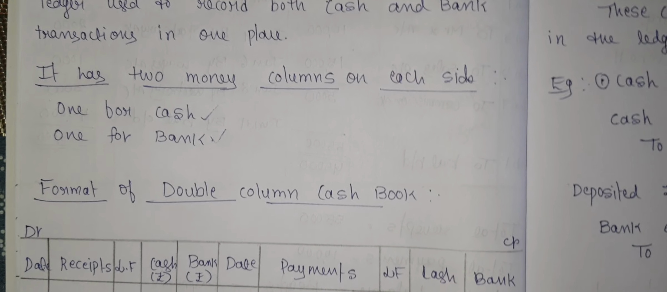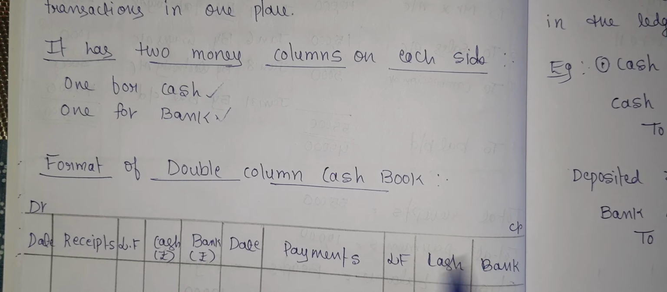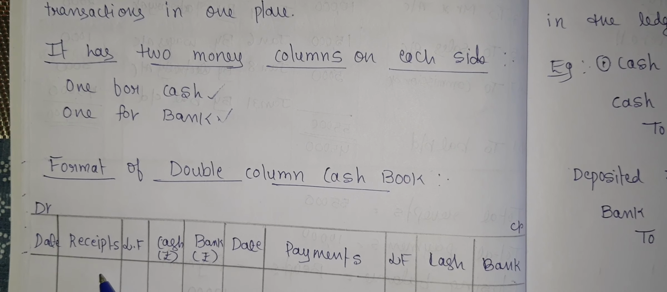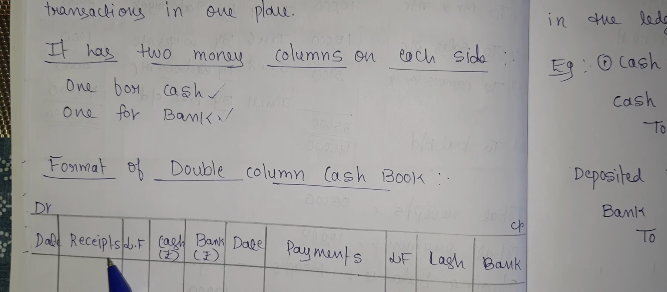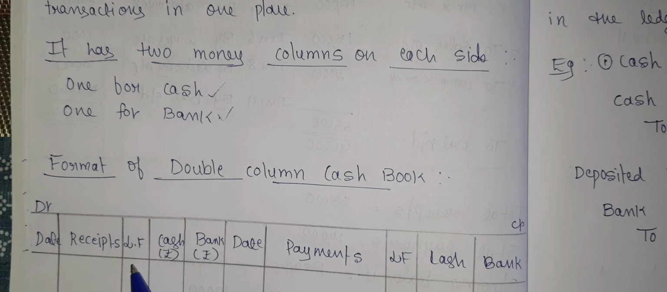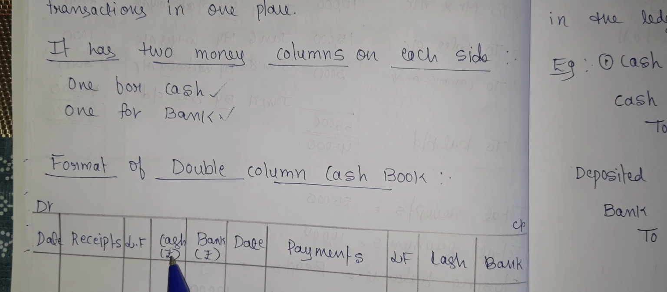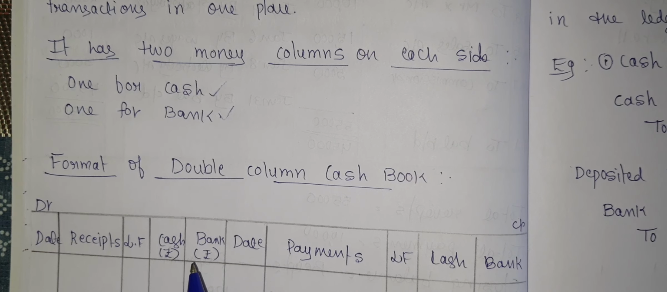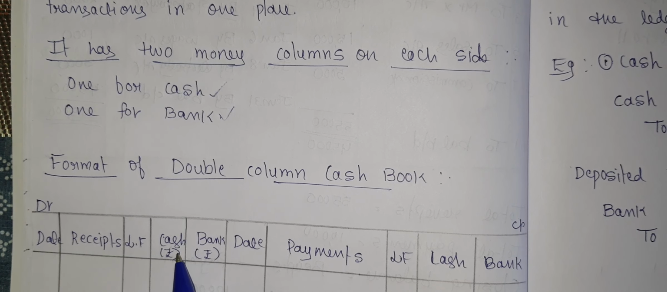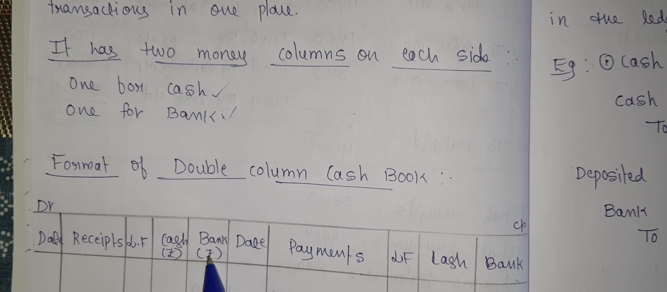Now we will see the format of double column cash book. Here, debit side and credit side. In the debit side, date, receipts, means debit side receipts will come, and LF, it means ledger folio. It is a reference to the ledger where the entry is posted, and cash amount and bank amount. Means this column for all cash transactions and this column for all bank transactions.